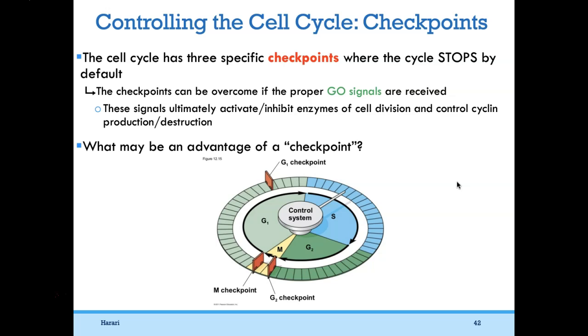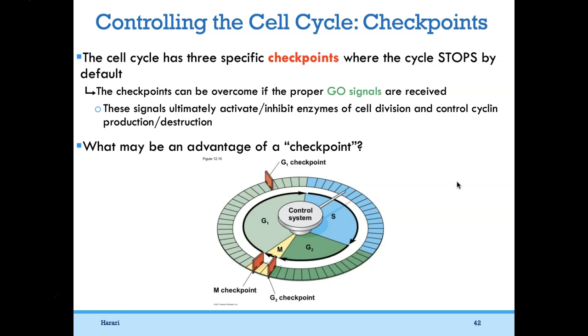So pause here and think about what's the advantage of a checkpoint? What's the point? Why stop the cell cycle? Wouldn't it be more efficient if I didn't have a checkpoint so I could speed up cell division? Like, why would I want to build in a stopping point?